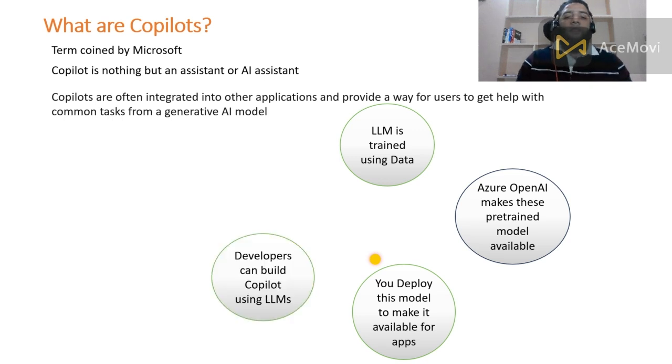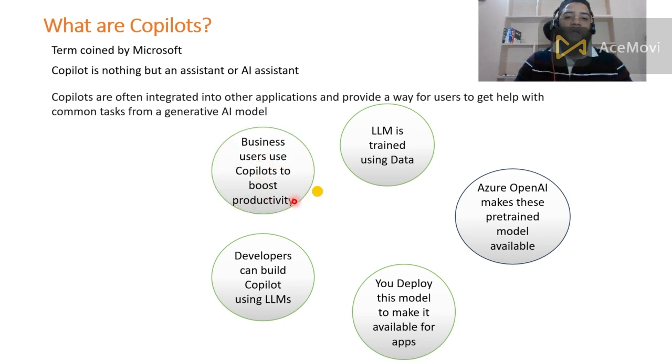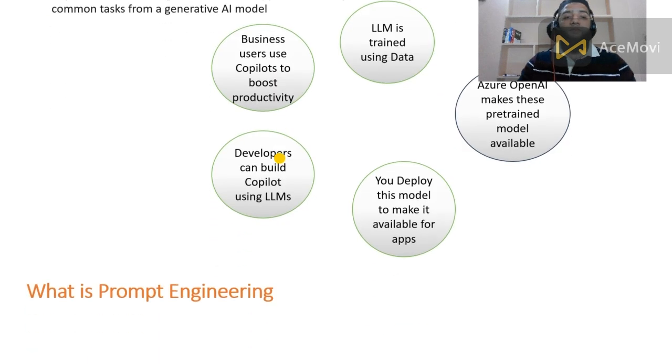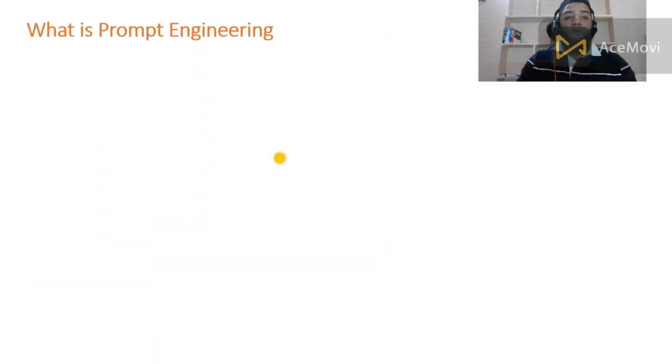Okay, and now developers can build Copilot using these LLMs. This is where the Copilot comes into the picture, and once you have this Copilot developed, business users can use this Copilot to boost productivity. Okay, this is what is happening. All right, hope that was helpful.